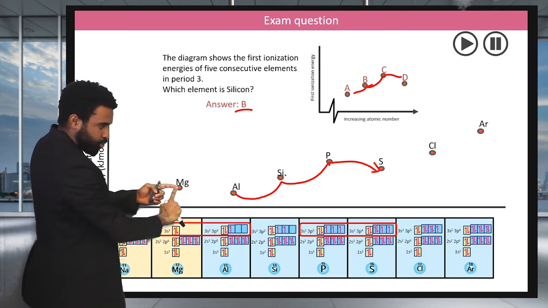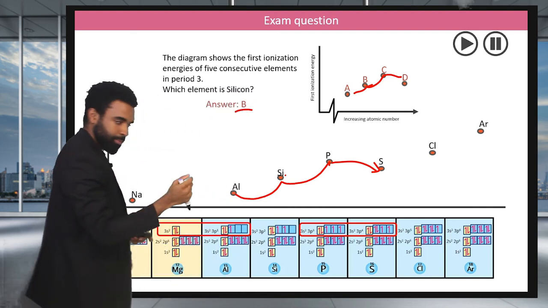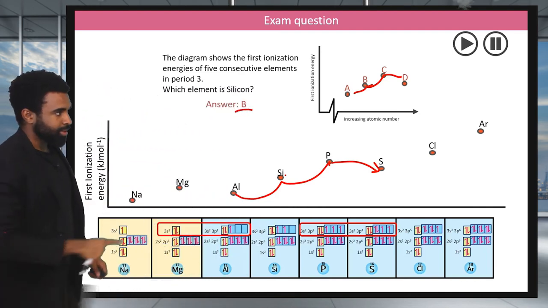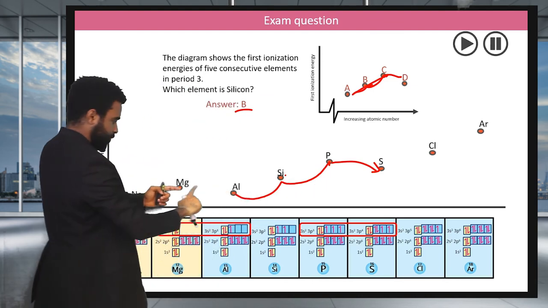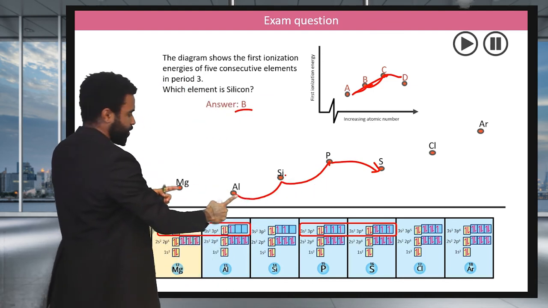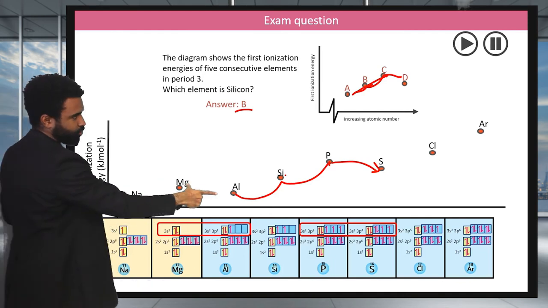That is from group 2 to 13 here, and then group 15 to 16 there, right? And we remember the reasons for those drops. And therefore, this must be this one, right? Because for this drop here, magnesium to aluminium, we don't have two prior rises. We only have one rise before the drop, okay?